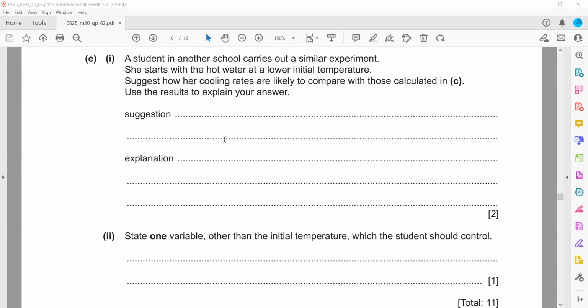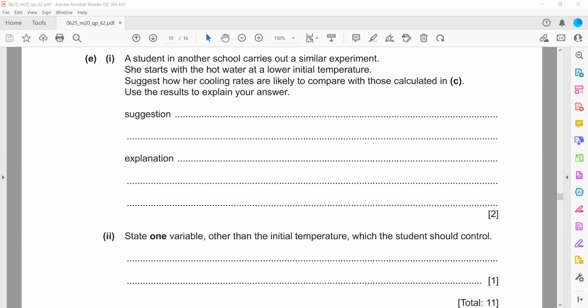And a student in another school carried out a similar experiment. She started with the hot water at a lower initial temperature. Suggest how her cooling rates are likely to compare with those calculated in C. So the suggestion is that the rate of cooling will be smaller.